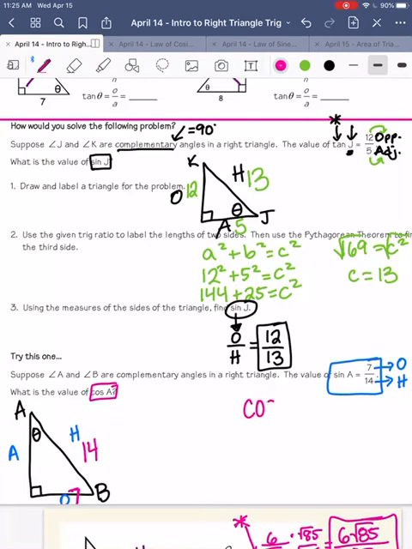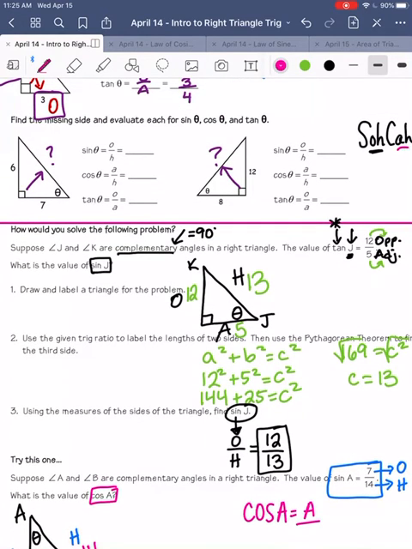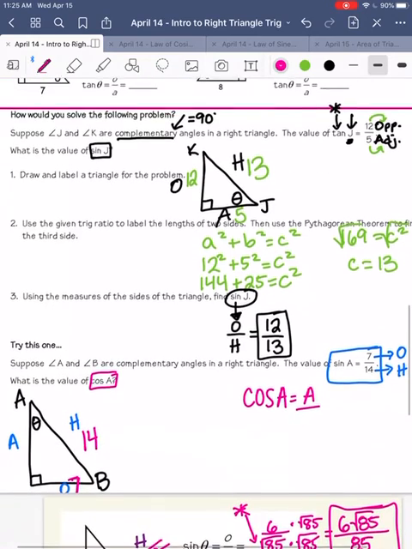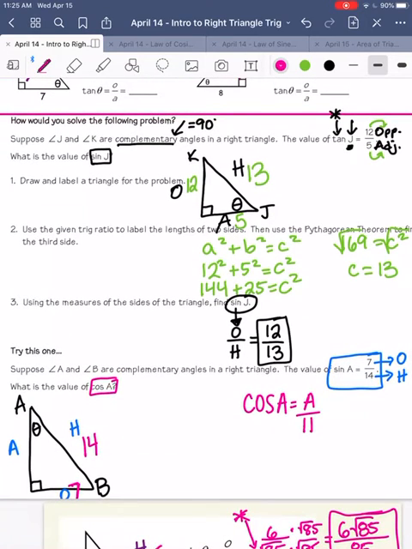So I'm going to make this little note over here. Cosine of A is the adjacent, let me go back up right here, so cosine of A is the adjacent over the hypotenuse. All right, so we don't know the adjacent, but we do know the hypotenuse. So we just need to find the adjacent side. How do we do that? We're going to do the Pythagorean theorem.